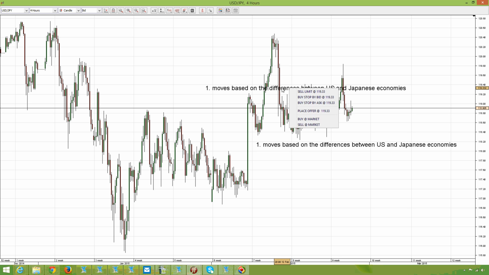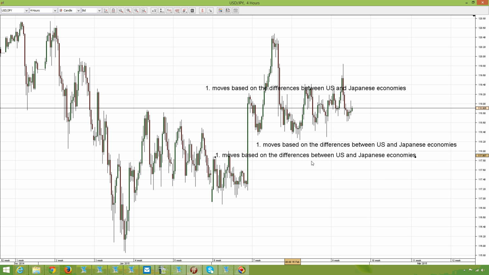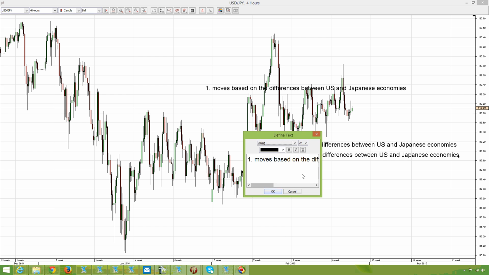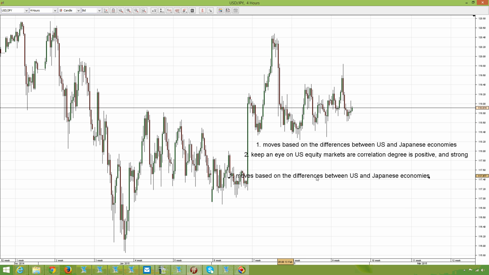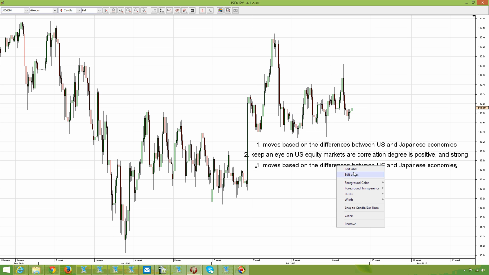So the second thing to consider is to keep an eye on the US equity markets, as the correlation degree is positive first of all, and strong. It means that if the US markets have the tendency to move to the upside, then the path of least resistance for the US dollar Japanese yen is to move to the upside as well.